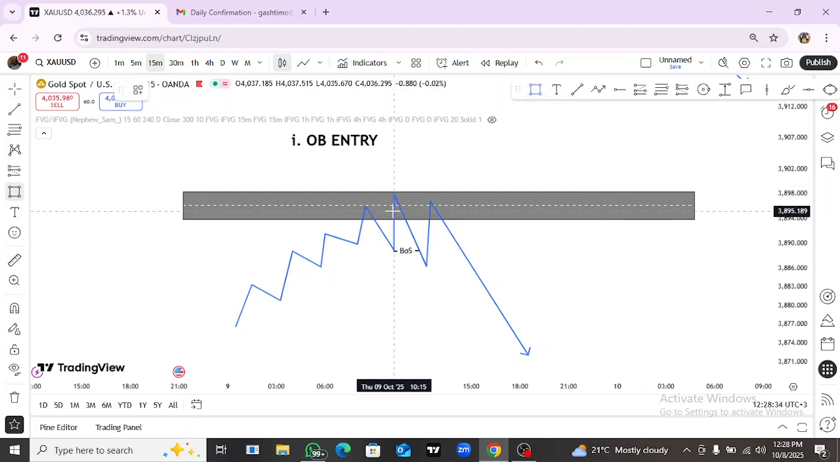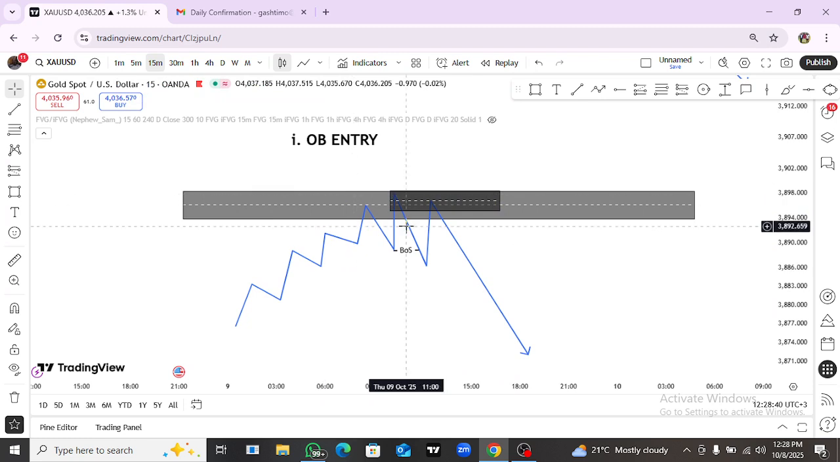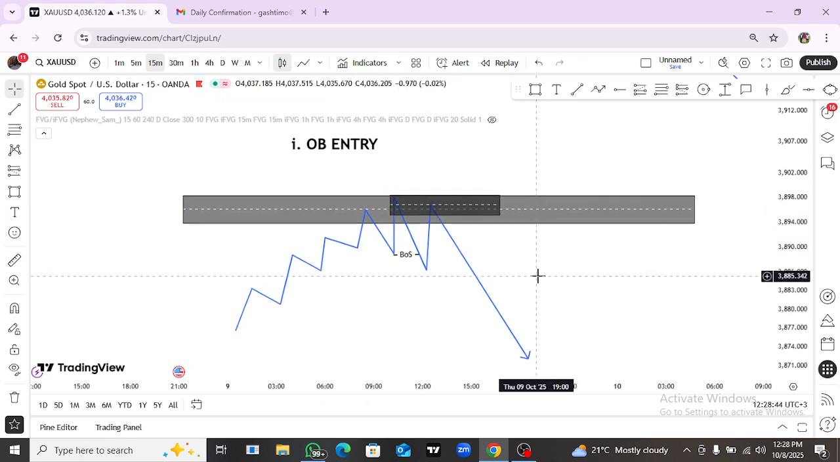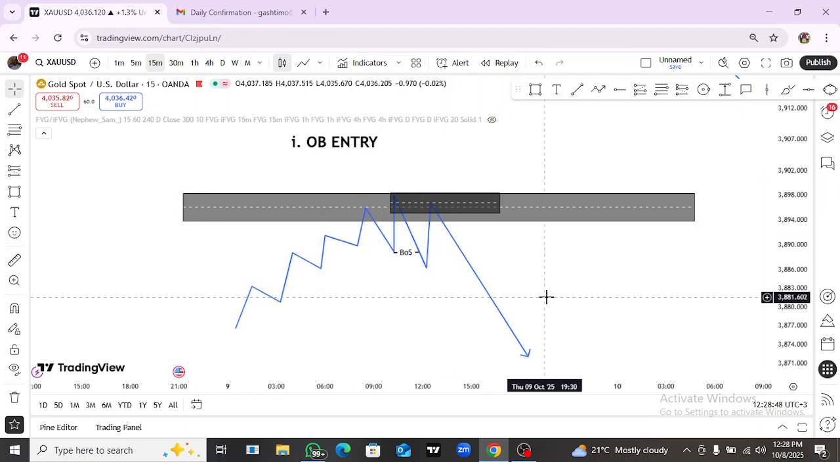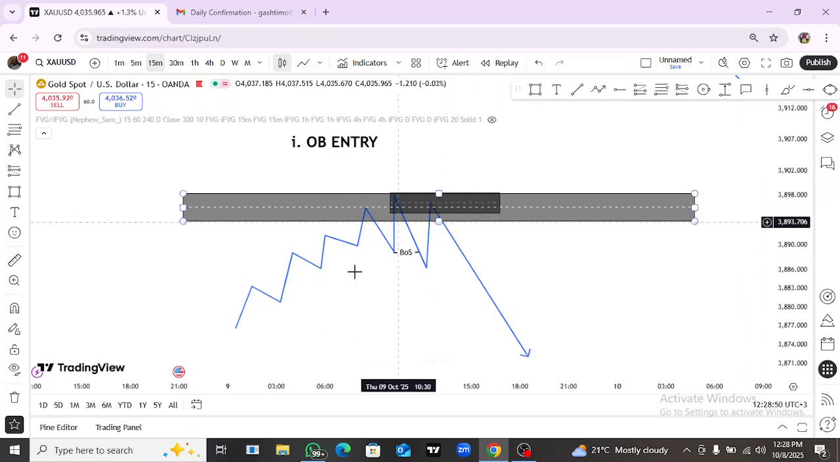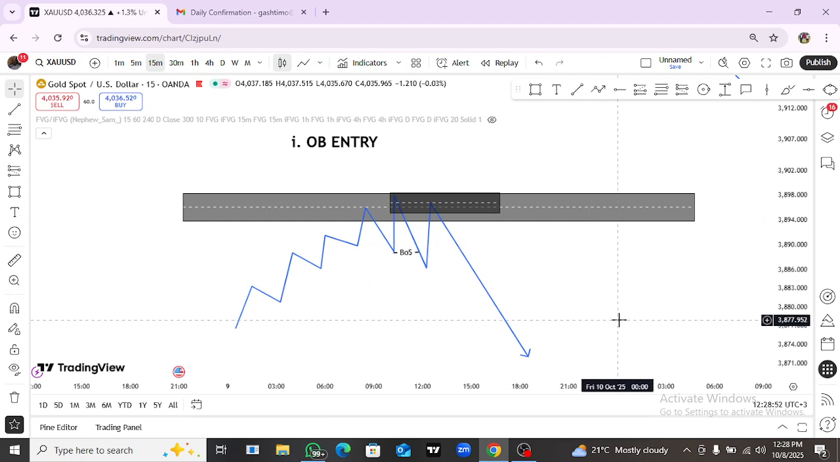So the last candlestick that printed before this push that caused a break of structure, that is what we shall be calling an order block. So what we shall be waiting for is for price to come back into that area, tap on it, then we enter for our position targeting the low. The same thing for the buy scenario. This was for a sell scenario, but for a buy scenario it's just the same thing but the opposite.